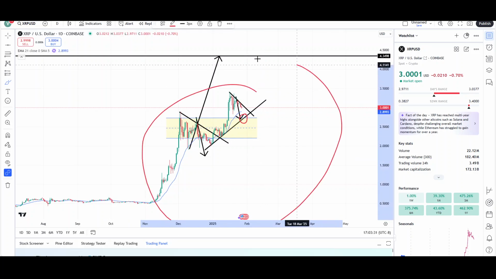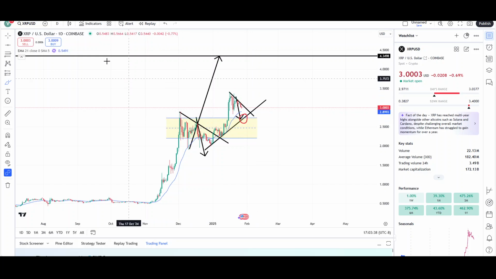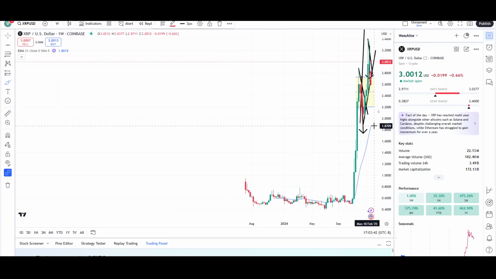So the macro picture is up, but the micro picture is down. So this correction is in play. Price is pulling back to the sub $3. $2.70 is my target for this downward correction.